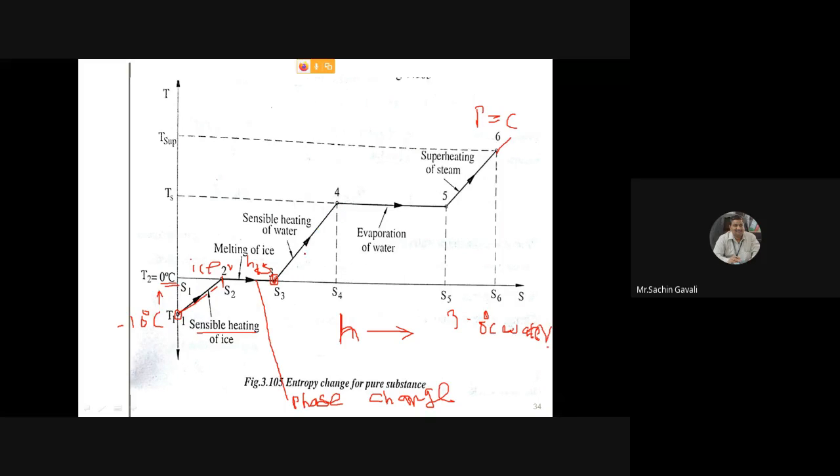As temperature is increasing, which heat is responsible? It is sensible heat, from point 3 to point 4. The heating is called sensible heat, because in this case the temperature goes on increasing, so this part of the heat is called sensible heat.